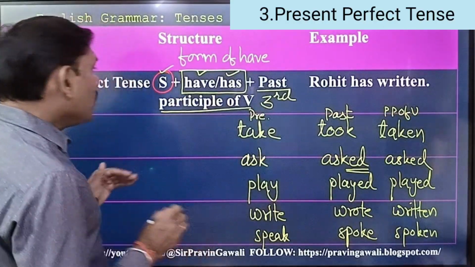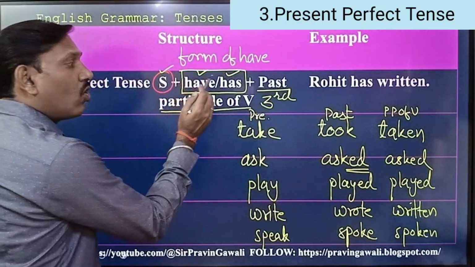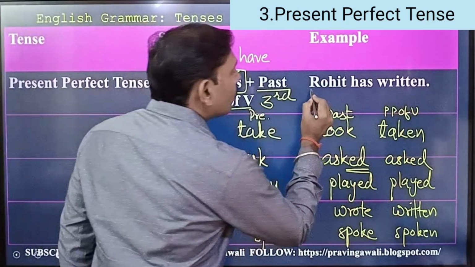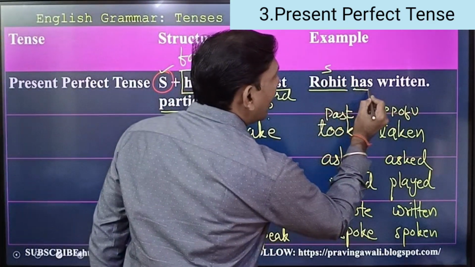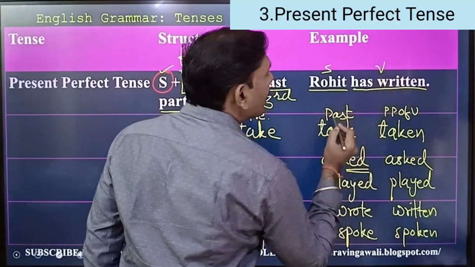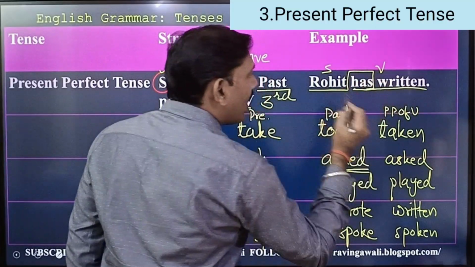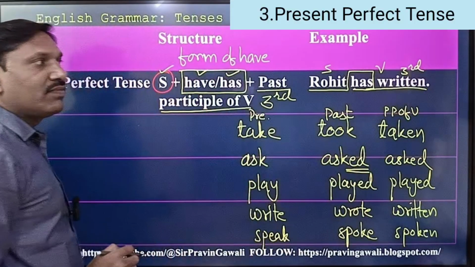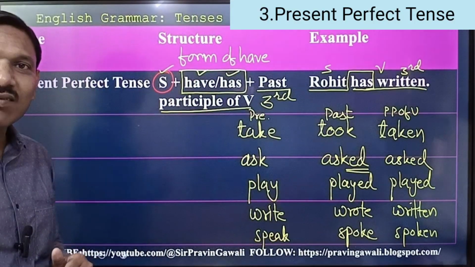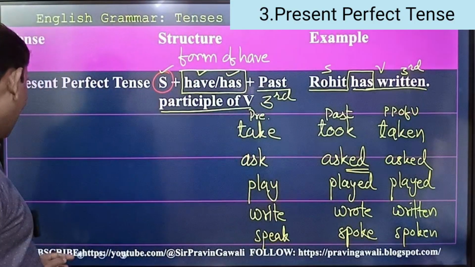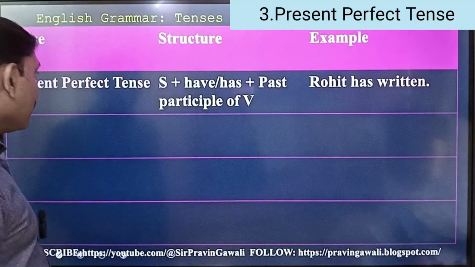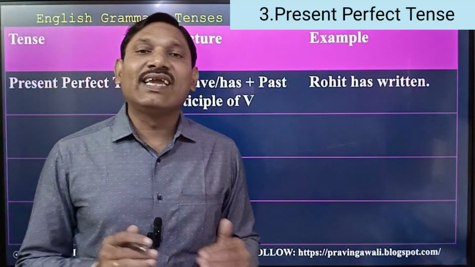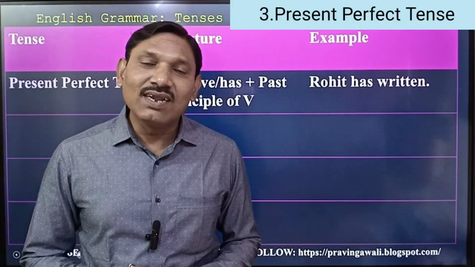Understood, students? So subject plus have or has plus past participle of the verb. Here one example is given. Rohit is a subject, has written is the verb. Okay, so has is the form of have, and this is the third form of verb. Okay, that is past participle of the verb. Understood, students? Now let's try to understand with the help of examples. Let's have some of the examples now, and then I will tell you how to make it negative and interrogative. Okay, students? Very good.